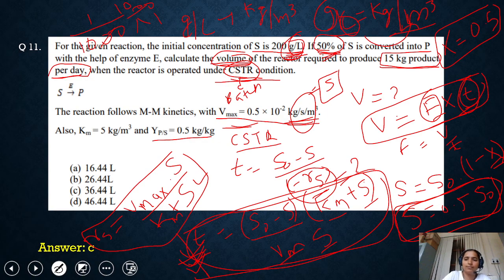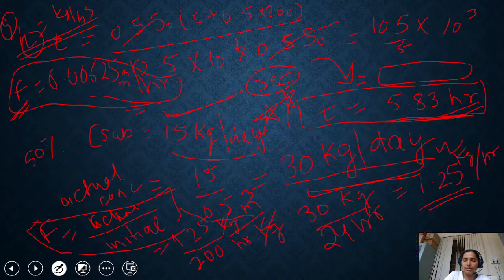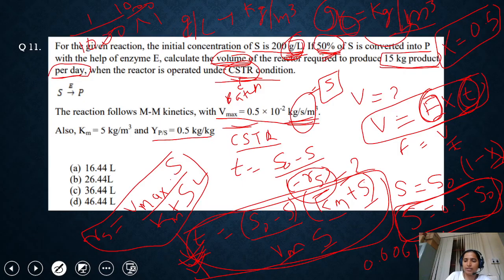That is, when you put the value of F, that is 0.00625 into time, what time will it come? It is 5.83. You also have to take care of the unit. So when you solve this, anyone please let me know what it will come.